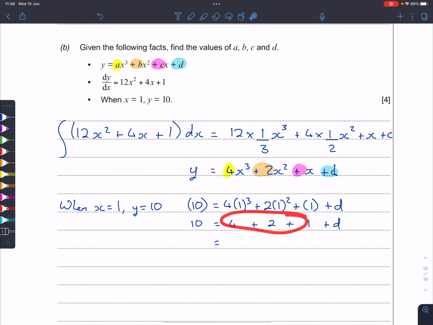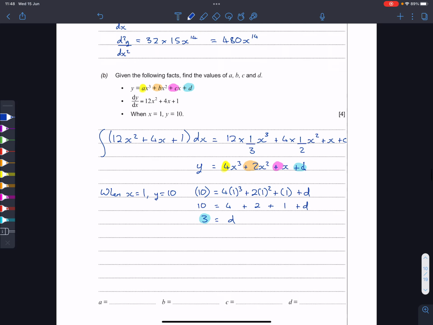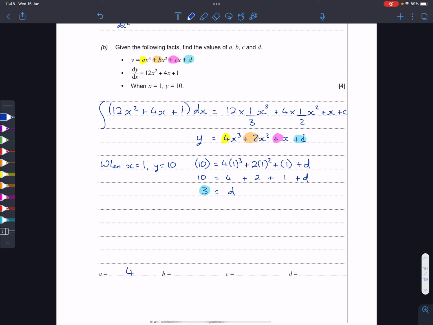So altogether I've got 7 on this side. If I take 7 off both sides, I get 3 is my d that I want. So I can fill this in now at the bottom. My a is 4, my b is 2, my c is 1, and d is 3.